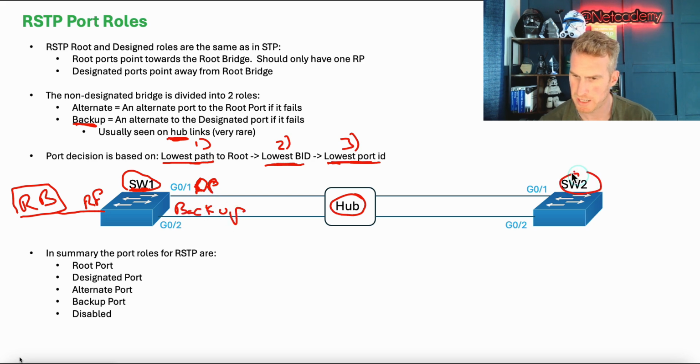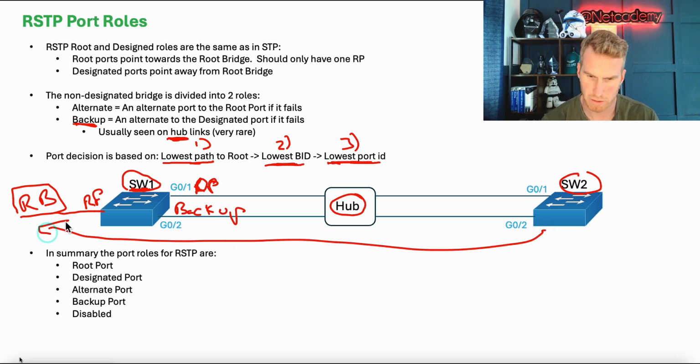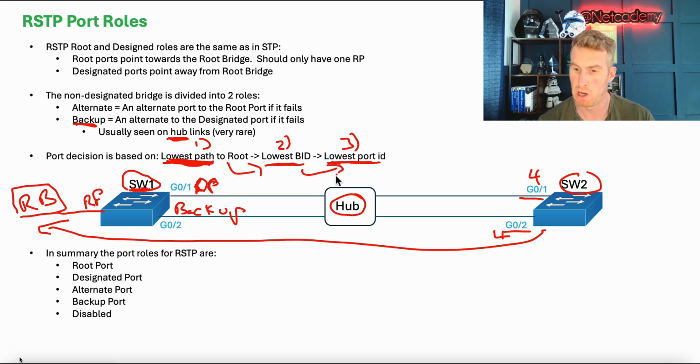From SW2's perspective, it will look at, well, I can get to the root bridge via the hub through SW1, but let's say over gig01 it has a cost of 4, and gig02 it also has a cost of 4. Well, that moves away from the first part because the lowest path both has a cost of 4. So then it will look at the second option: what is the lowest bridge identifier? Well, SW1 is the same bridge, so it then moves on to the third option. What is the lowest port ID? The lowest port ID is gig01.